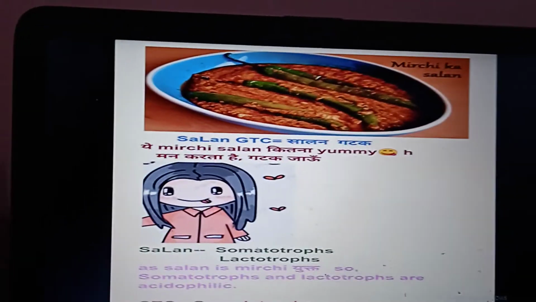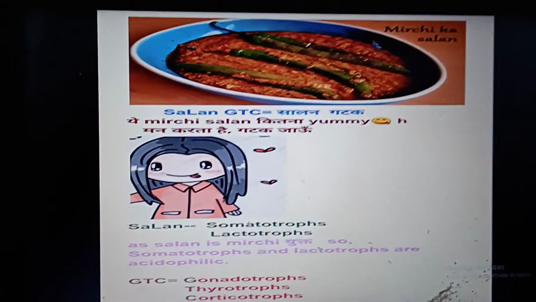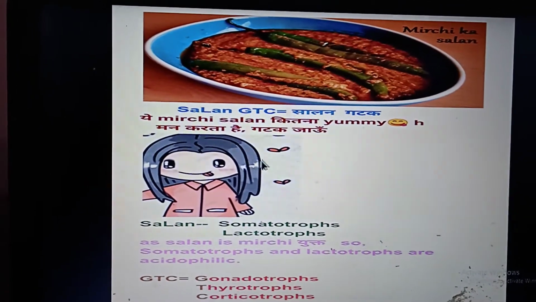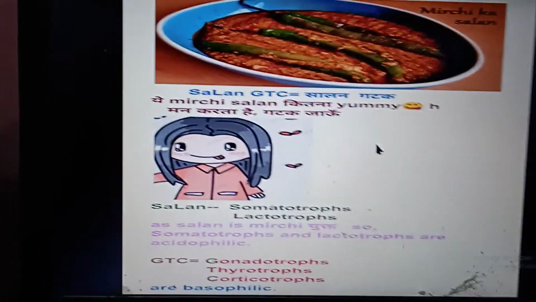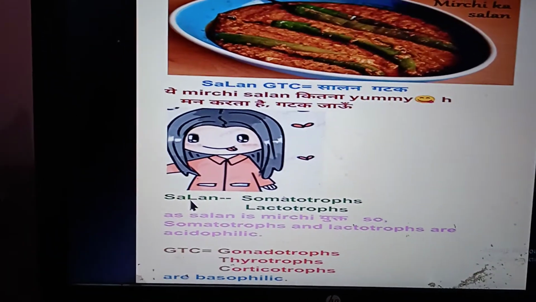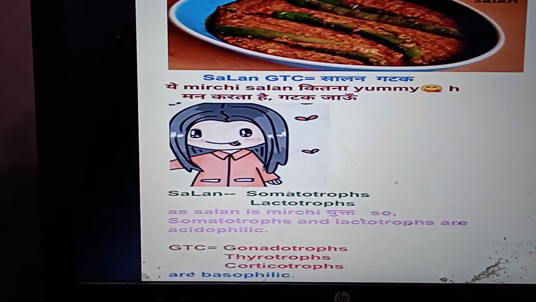Salan gatak, this is what we are saying here. This is mirchi ka salan. Wow, it's so tasty. मन तो करता है गटक जाऊं. It's so yummy. So salan, that is SALAN.